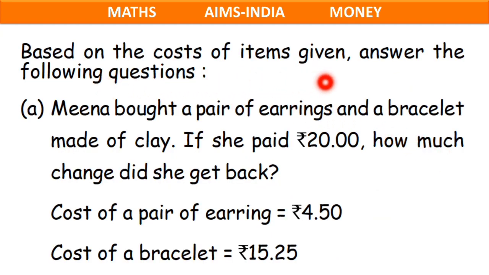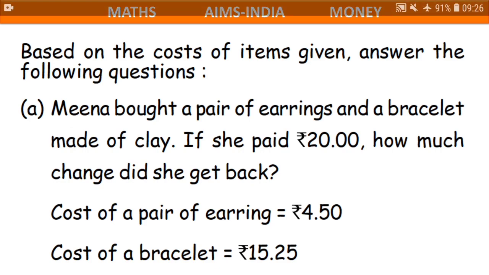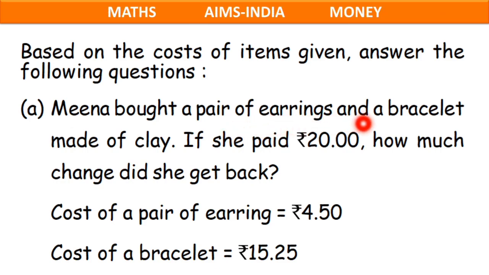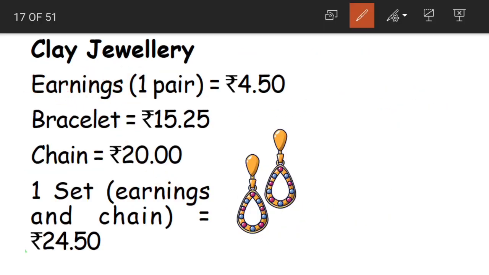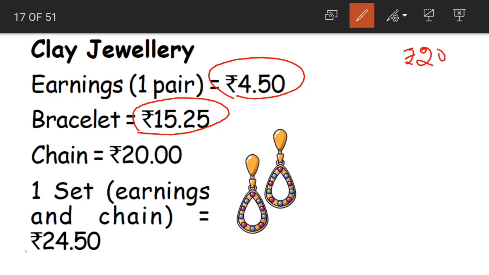Now based on the costs of given items, answer the following questions. Now what is the first question here? Meena bought a pair of earrings and a bracelet made of clay. If she paid 20 rupees, how much change did she get back? Meena bought a bracelet and a pair of earrings, and she paid 20 rupees. Now how much change should she get back?